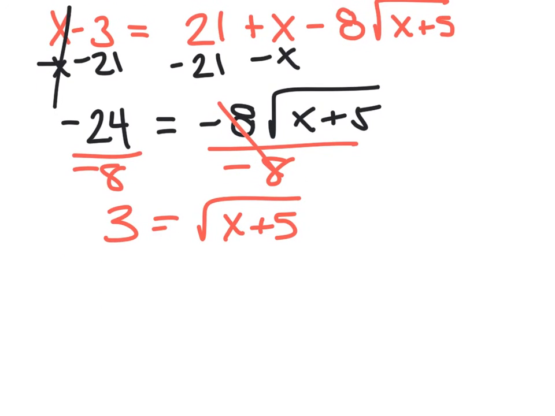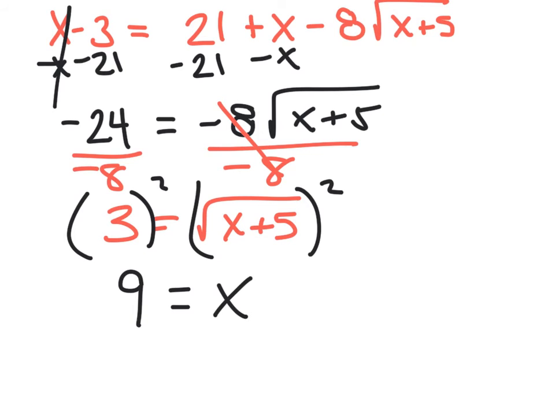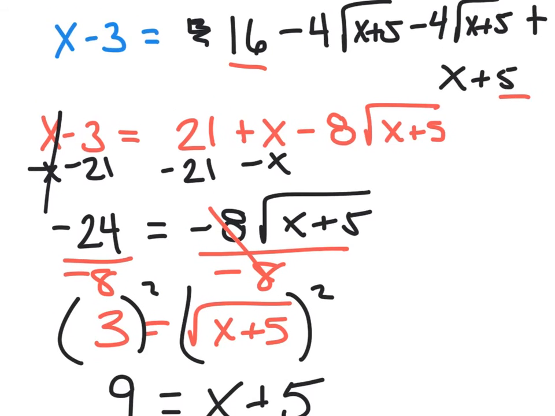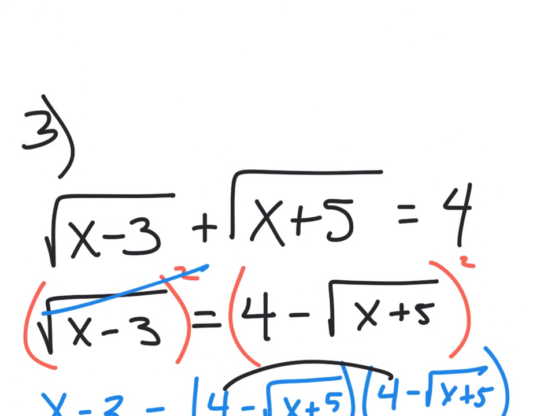So that radical's isolated. We'll wrap it up and square it. So 9 equals x plus 5. Subtract the 5, and x equals 4. Again, I'm not done until I go back and check for any extraneous roots. So I'm just going to carefully plug that 4 back in.